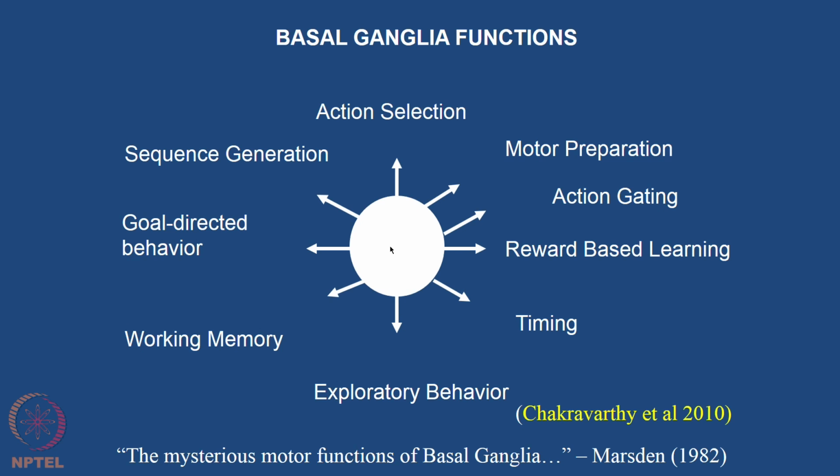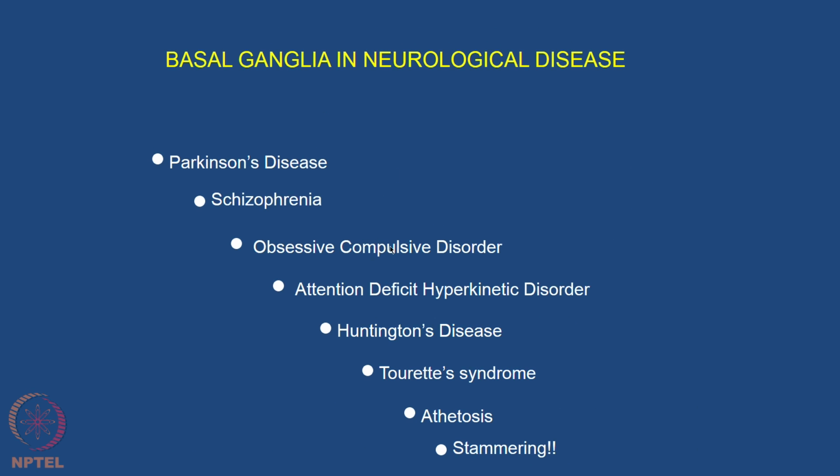How can this circuit perform such wide-ranging motor functions? This is a major puzzle in neuroscience. Also, damage or any dysfunction in the basal ganglia circuitry can be associated with a lot of both neurological and neuropsychiatric disorders. Some of them are shown in this slide.